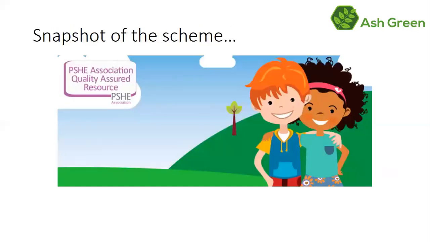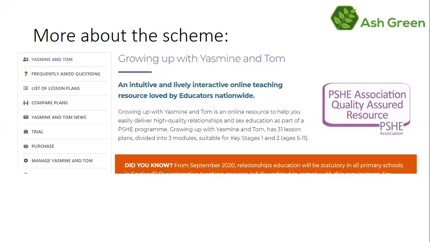So there's a little bit of a snapshot of the scheme. That's Yasmin and Tom, and obviously it's got the PSHE quality assured resource. This is what the website looks like. Growing up with Yasmin and Tom down the side, it's got some frequently asked questions. There's probably a frequently asked questions part for parents as well, if you want to have a little look at that. But it's divided into 3 modules. It's part of the PSHE programme, so it starts in Year 1 and follows them all the way through to Year 6.